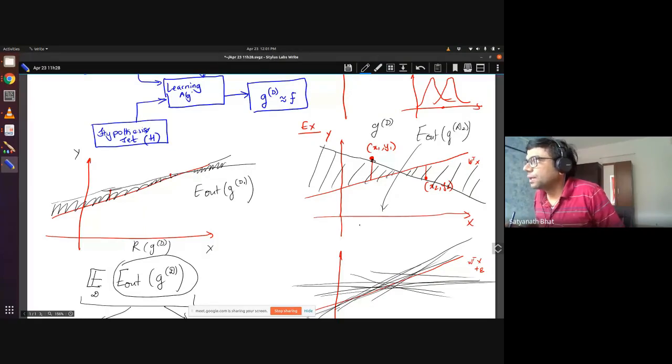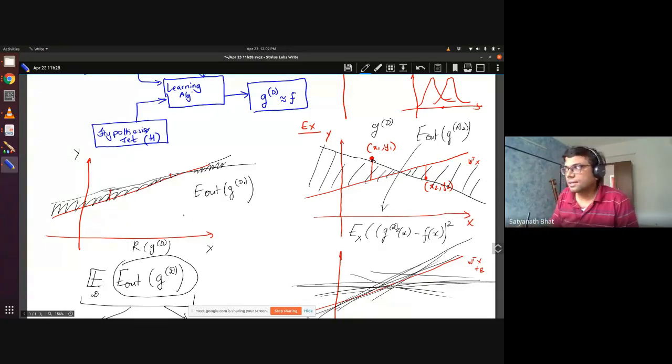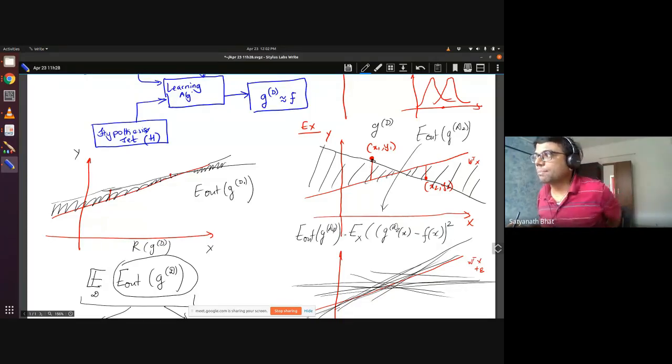Here, E out of GD2 is given by the expected value over X of GD2 of X minus f of X whole squared. And here it is the same thing, but instead of GD2 I have GD1. So do you understand that this quantity, E out of GD2, is random, because depending upon what data sample I get, it will change.